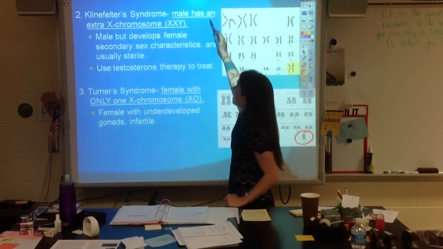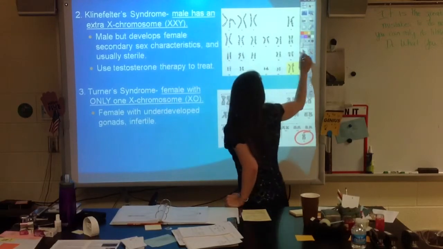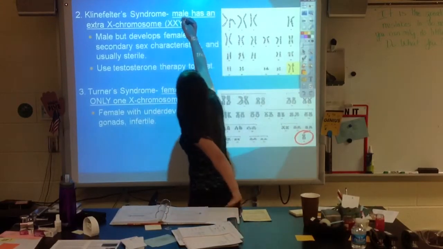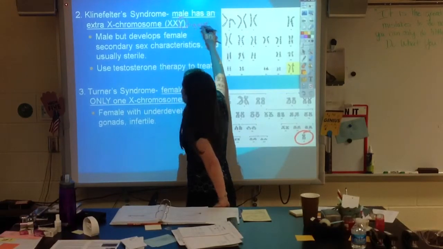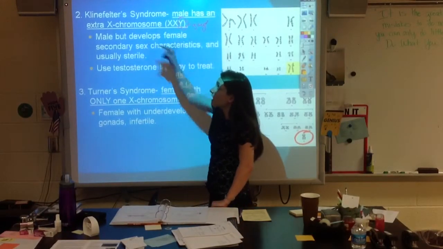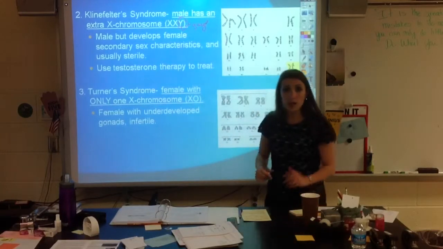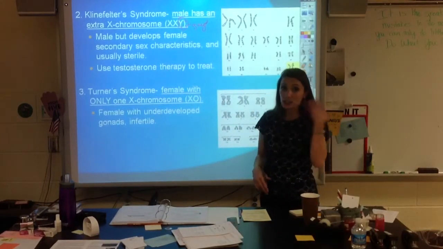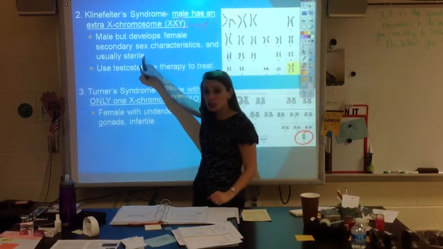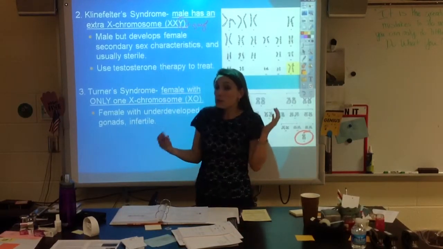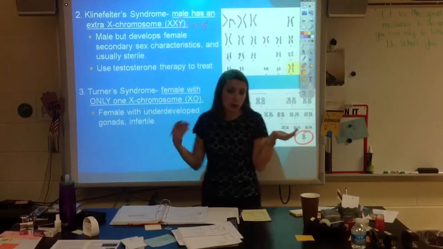Klinefelter syndrome is where you are a male, since having a Y makes you a guy. So they are male, but they have an extra X chromosome. Now this does not mean that they make sperm and egg. In fact, it means that they're sterile. They don't have both parts. They can't make both sperm and egg.